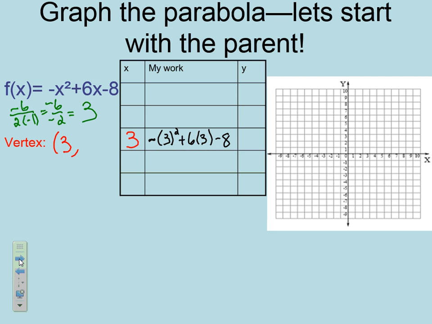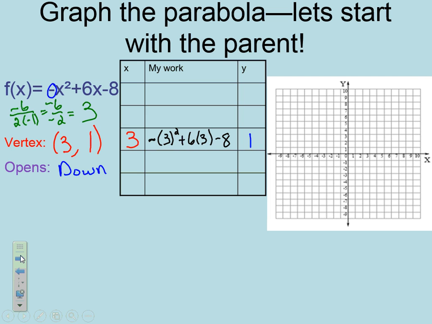Now, if you can type this whole thing in your calculator just like this, as long as you use your parentheses, you'll find that you're going to get 1 for your y. So our vertex is (3, 1). Now, same as the last one, we can go through. Is this going to open up or down? If we look here, since this is negative, we're going to open down on this one.